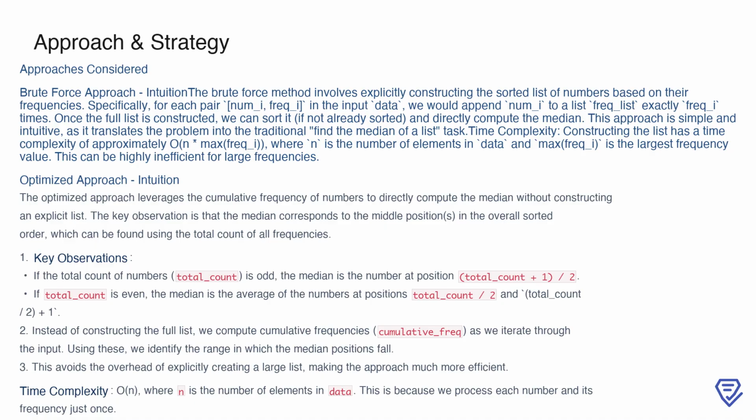On the other hand, the optimized approach avoids this inefficiency by focusing on cumulative frequencies rather than building the full list. The median in this case is determined by the middle position or positions in the overall order. By calculating cumulative frequencies as we process the data, we can pinpoint the range containing the median without ever explicitly constructing the list. This drastically improves performance, especially for larger inputs, reducing the time complexity to linear in terms of the number of data elements. This method not only streamlines the computation but also avoids memory overhead, making it far more scalable.